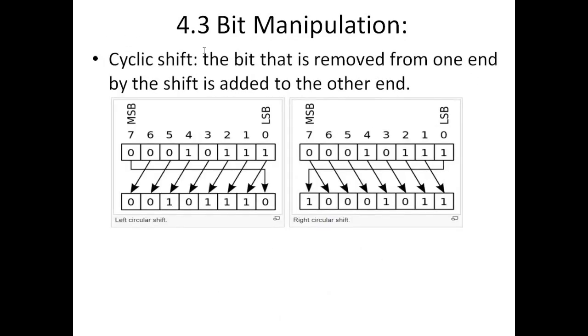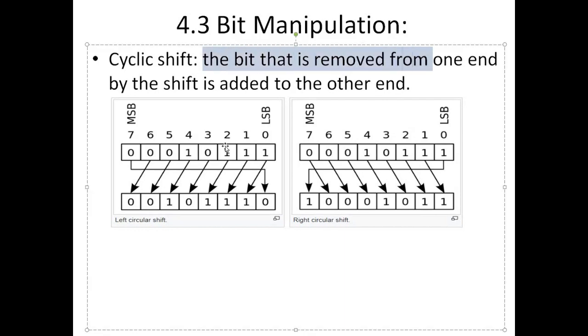The third type of shift is known as cyclic shift. The bit that is removed from one end by the shift is added to the other end. Again, if you have left circular shift or cyclic shift, the most significant bit is placed in place of the least significant bit, and every other bit starting from the least significant bit is moved one place to the left. If you are talking about right circular shift or right cyclic shift, the least significant bit becomes the most significant bit, and all the other bits are moved one place towards the right hand side.